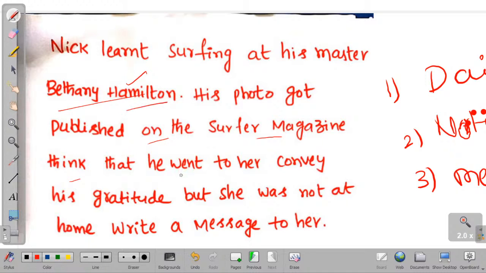Imagine that you are Nick, and you want to send a message to Bethany Hamilton. Here, who is the sender, who is the receiver? That is the most important. Type your answer. Who is the sender? Who is the receiver? Type your answer. If you know who is the sender, who is the receiver, then you can write the answer very easily. To whom do you send a message?